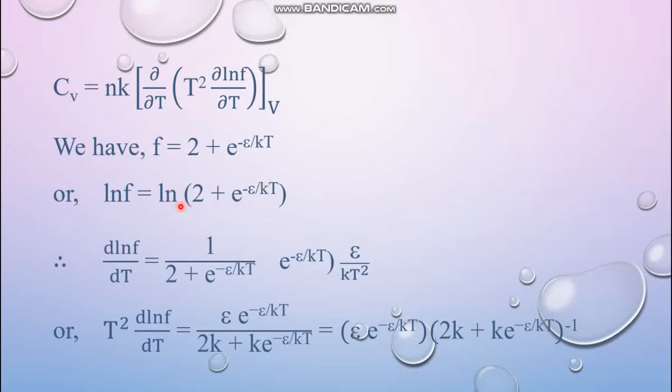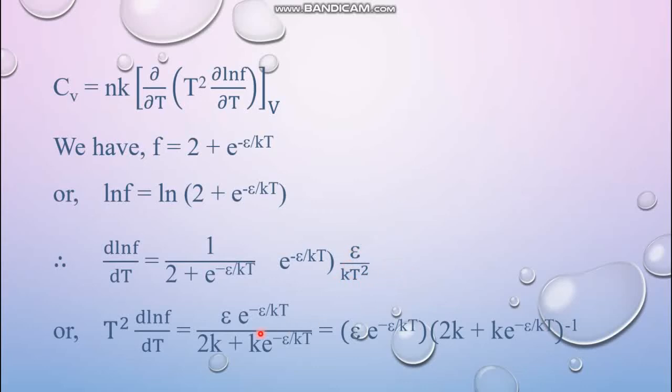So definitely, ln of something must go to the denominator first of all, then the differentiation of this part. The differentiation of 2 is 0, and the differentiation of minus epsilon by kT gives e to the minus epsilon by kT times epsilon by kT squared. This bracket, just neglect this one, it is a typing error. You know all the processes of how to do the differentiation.